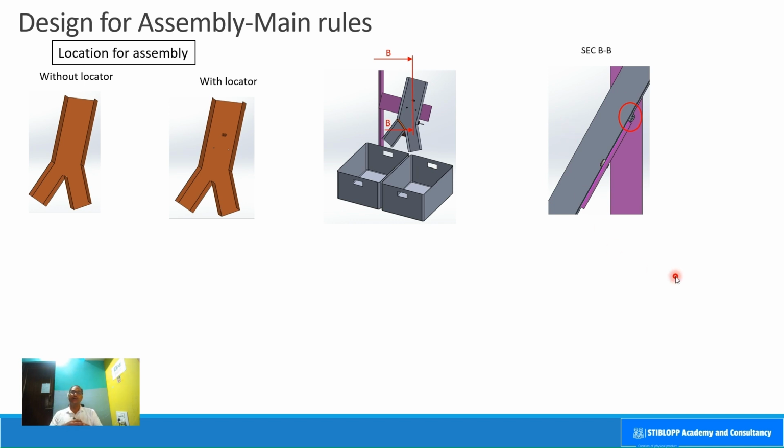Similarly, you have the locating pins on the assembling fixture where you place the parts one beside the other by means of those locating pins. Okay.